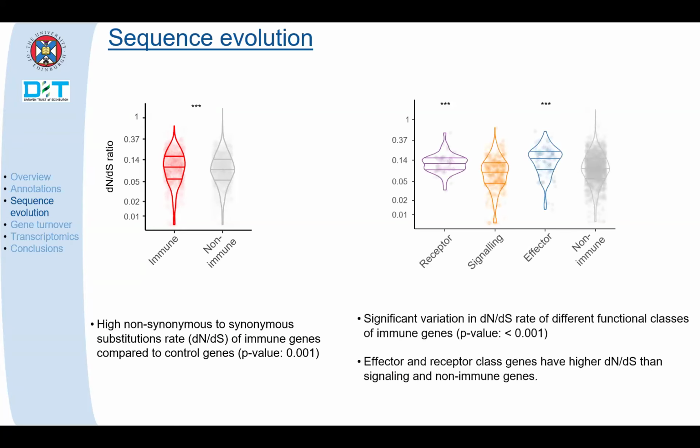But the really interesting story emerges when we break this down by different functional classes of immune genes. We find that receptor genes and effector genes have higher dN/dS compared to the signaling genes. This makes sense because receptor and effector genes are in direct contact with the pathogens. So if the pathogens evolve rapidly, then they need to evolve rapidly to counter that.